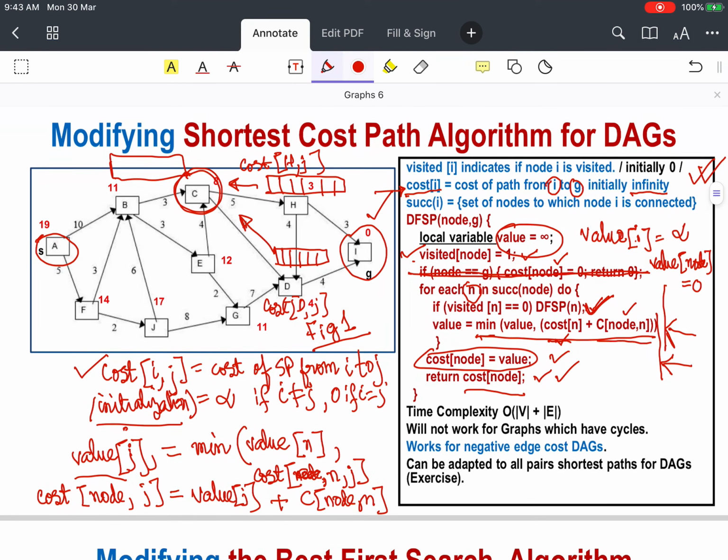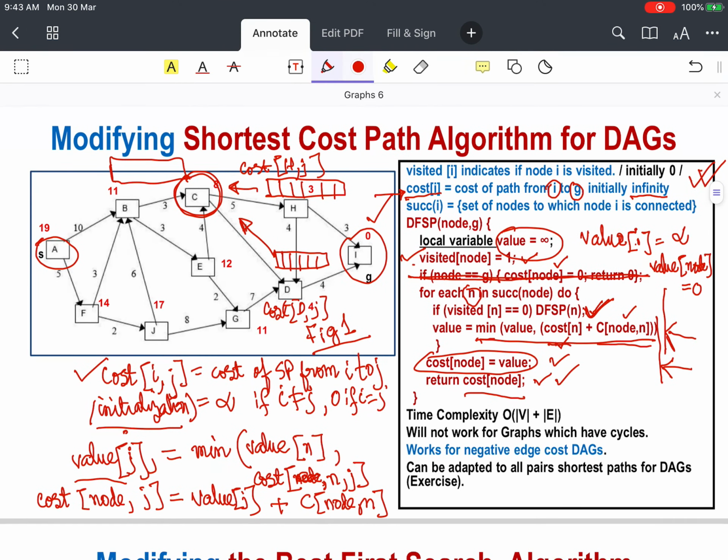So a very simple change has been made in modifying the shortest cost path algorithm for graphs, where instead of finding the shortest cost to a single node, we adapt the algorithm and make it the shortest cost path for all other nodes. The original algorithm was order V times (V plus E). Now this algorithm will be V times whatever the original algorithm was, V plus E.